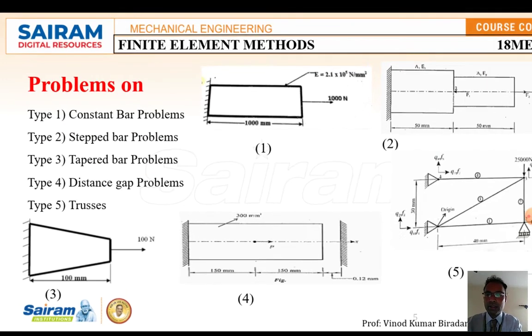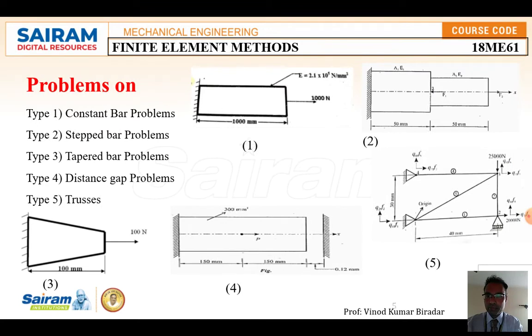Type 4 is distance gap problems. Type 5 is trusses. So these are the different types of problems we have to solve in the theory class. If you become perfect in these problems, you will be able to get 20 more marks in the module 2 subject.